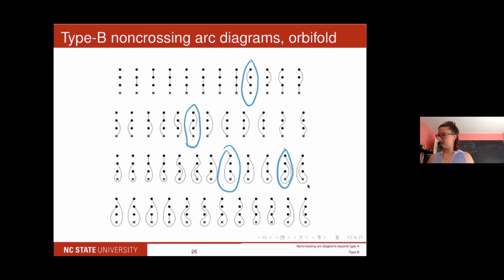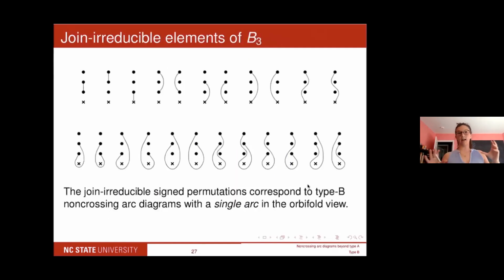And as it turns out, the join-irreducible elements in B3, when we think about the orbifold point of view, are still the non-crossing arc diagrams with a single arc. If we're not in the orbifold point of view, we have to have a little bit more finesse in what we're thinking about, but here are all the join-irreducible elements of B3. There are 23 of these.